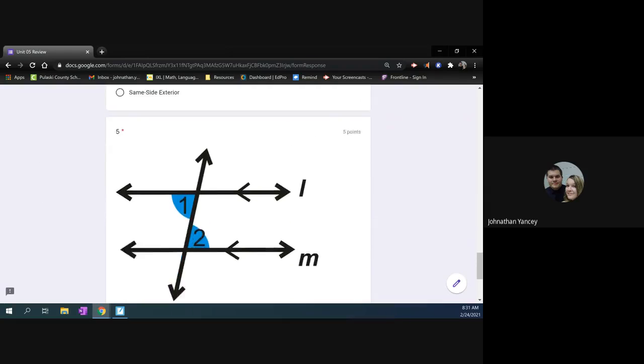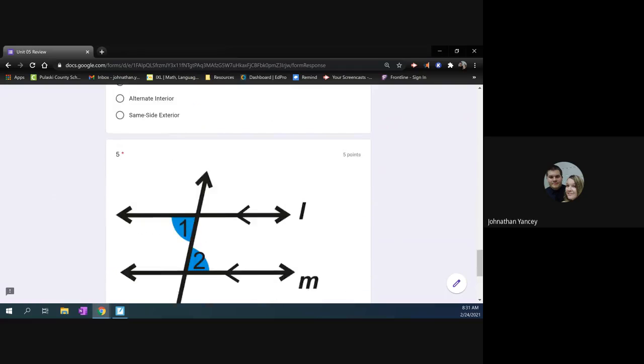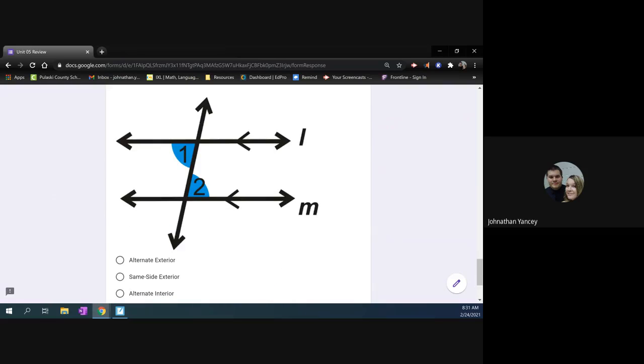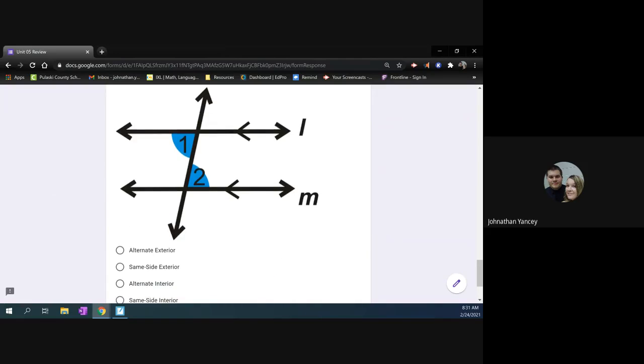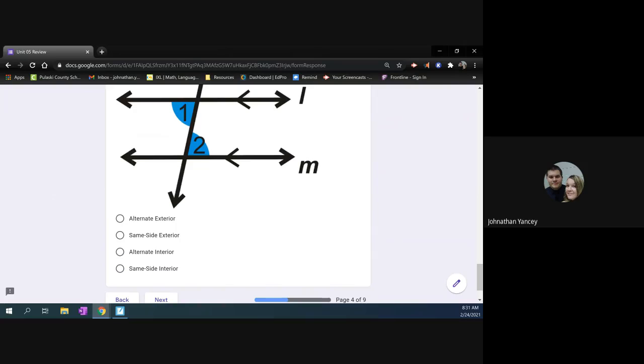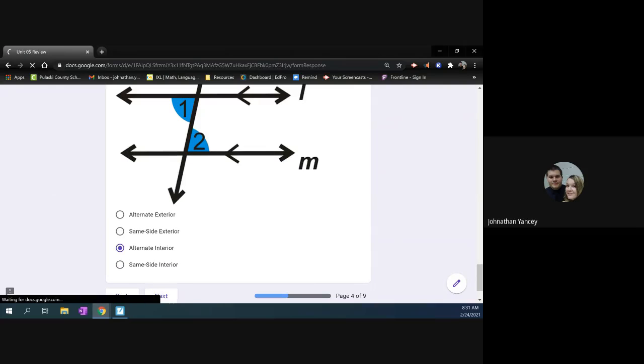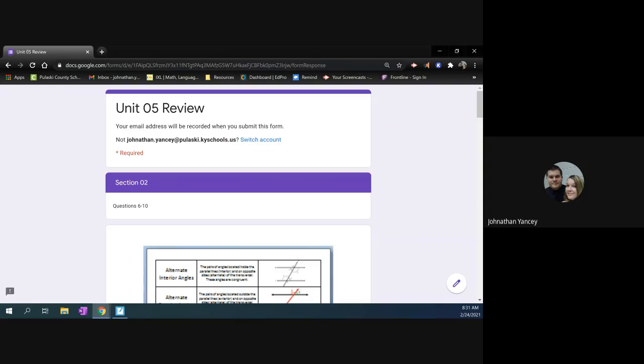Alternate exterior. Oh, sorry. What'd you say, Mason? Alternate interior. Yeah. They're alternate sides of the transversal. They're interior. Boom. That's the first 5 done. So we're a fourth of the way.